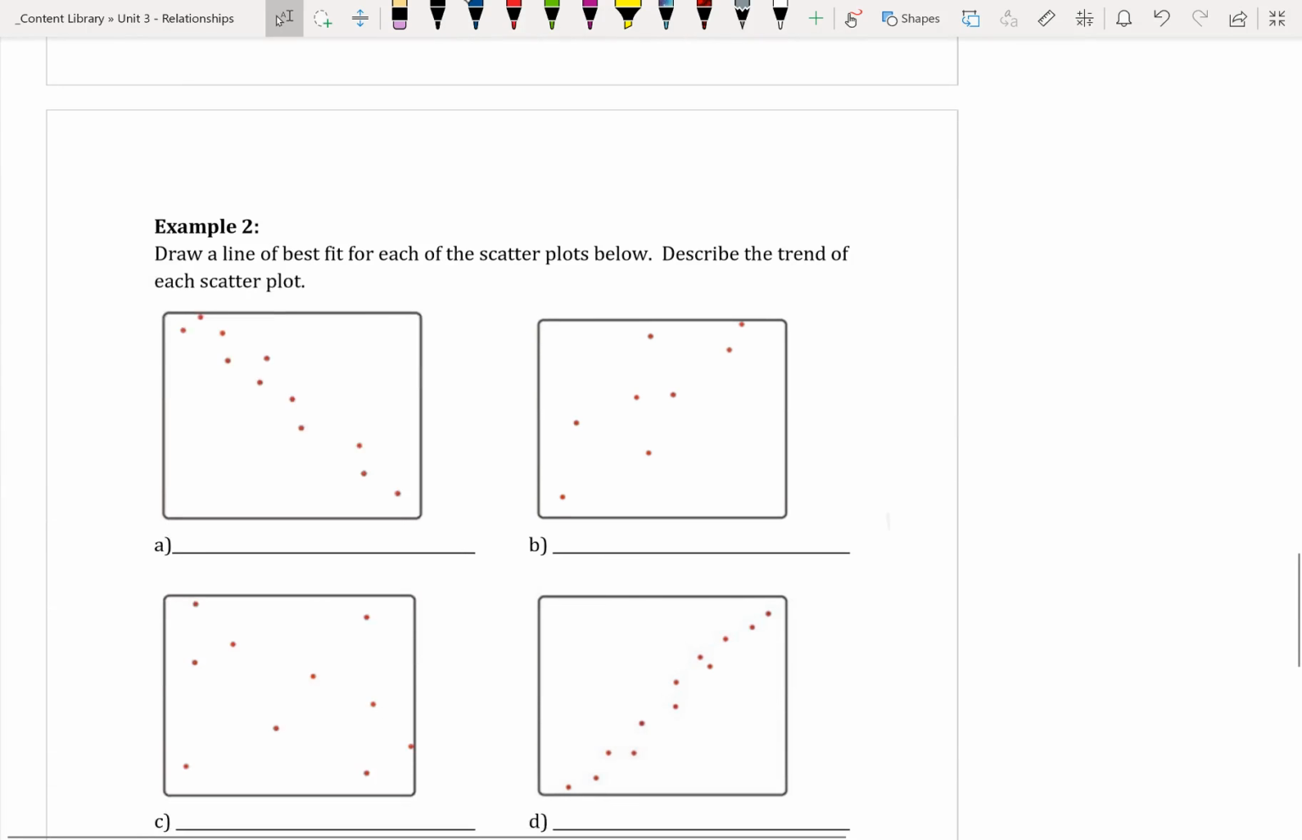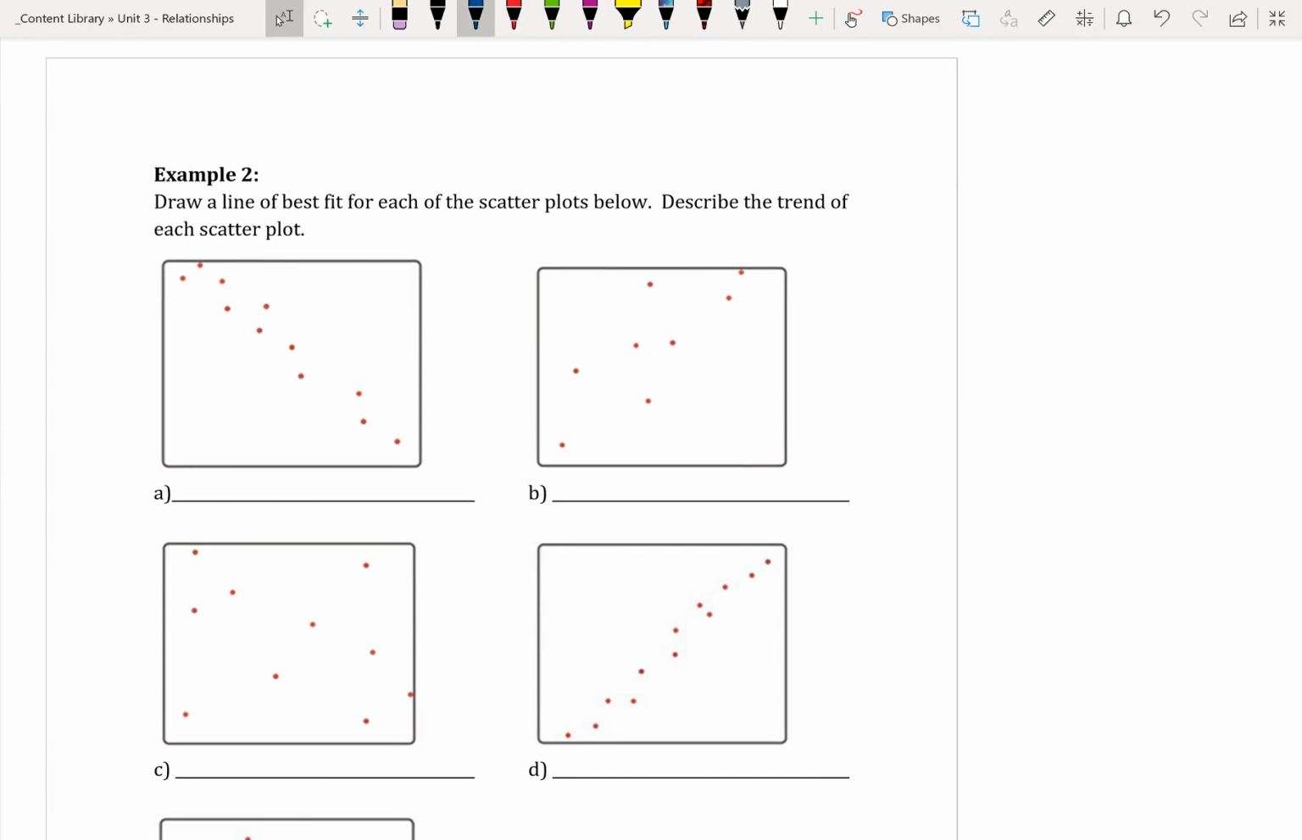If we move on to our last example, here we just want to practice drawing a line of best fit. So for the first one, say it's roughly something like that. And I would argue that this is a negative and strong trend.